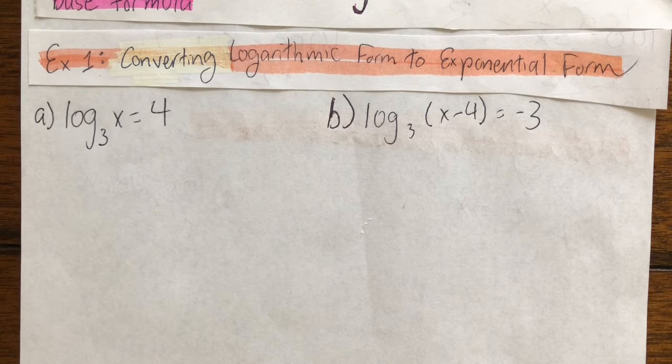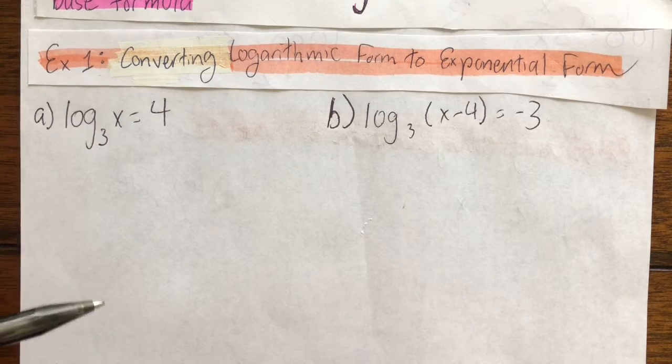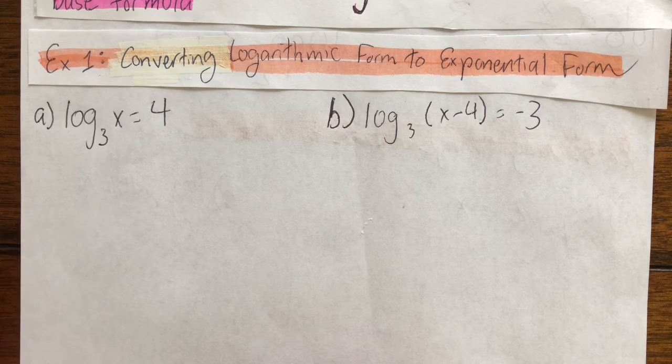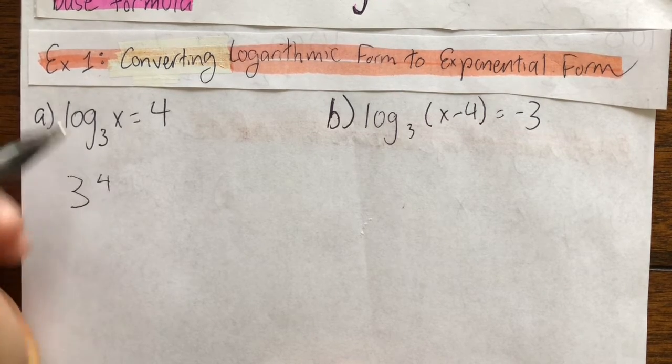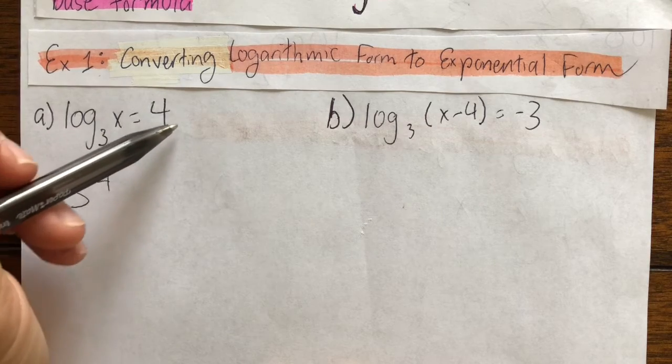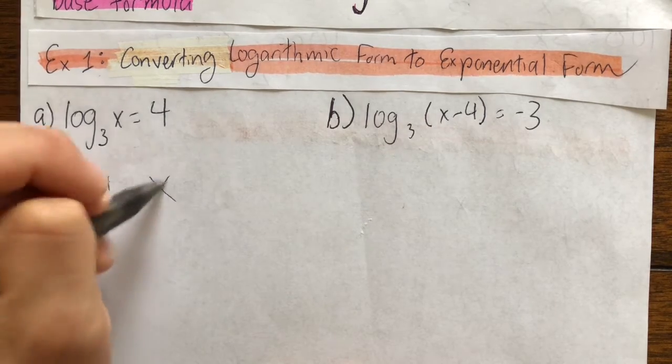Now part A, we have log base 3 of x equals 4. With these two, all we need to do is convert to exponential form, starting with A. If we convert this to exponential form, using a swoop and loop, it becomes 3 to the 4th power equals x.